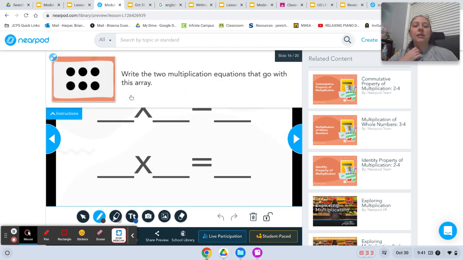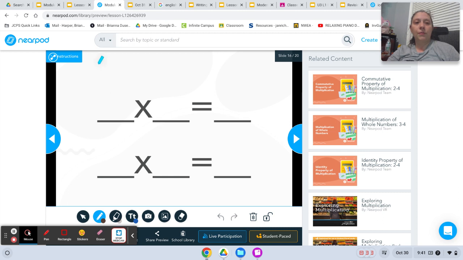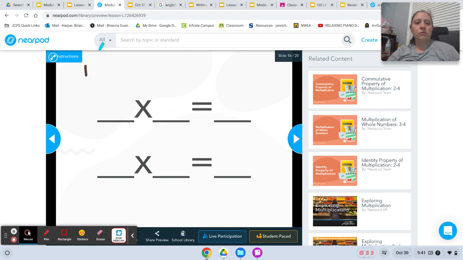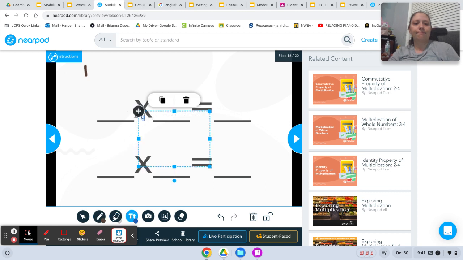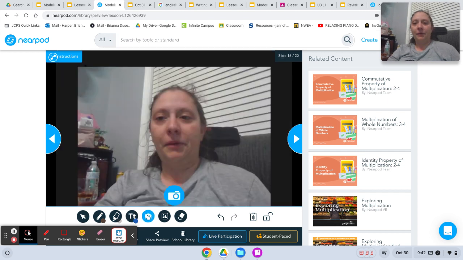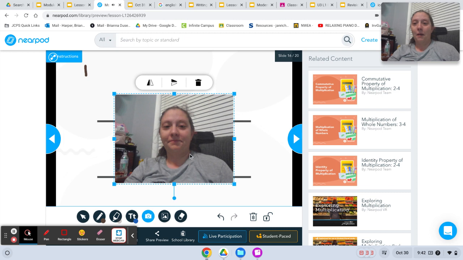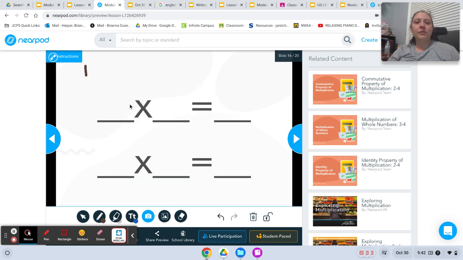All right, so this is going to be something that you do on your own, okay? The instructions say, write the 2 multiplication equations that go with this array. So look at this array, think about how many rows and how many columns, and you can either draw, type, or write on your whiteboard and take a picture. Super cool, right? So make sure you do that.